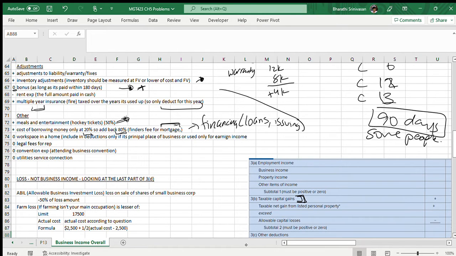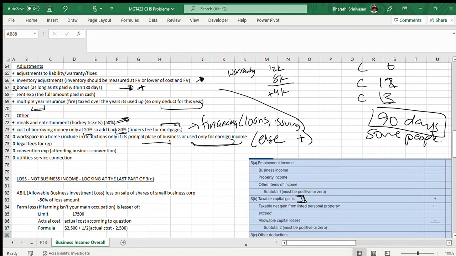Now, other expenses that you can keep in. One thing is, if you work at home, you can only include it in the deductions if it's a principal place of business or it's used only for earning income. In that case, you can leave it alone. If not, you have to add it back.